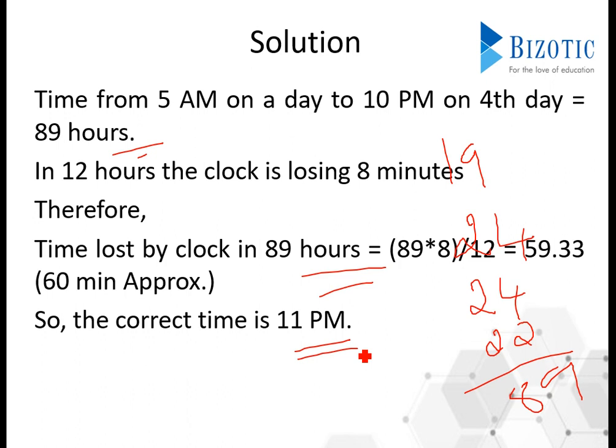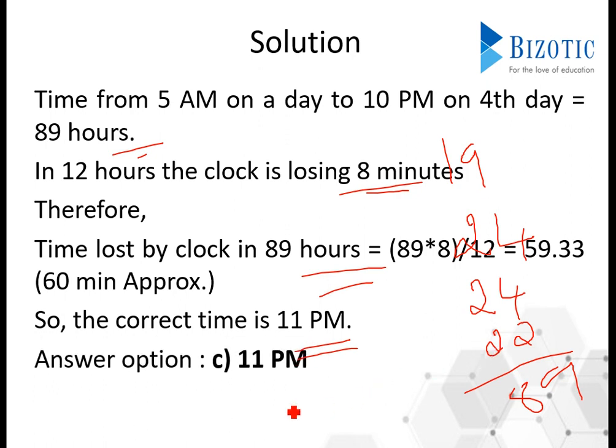So when the boy sees the time as 10 p.m., it should actually be showing 11 p.m. By losing 8 minutes in half a day, the watch has lost this much amount of time. So your right answer option will be: it was supposed to be 11 p.m. but showing 10 p.m. This is where you need to be careful while selecting the options. I hope you are clear with this, and we'll go on to the next problem.